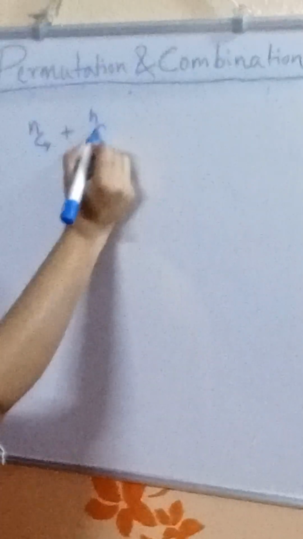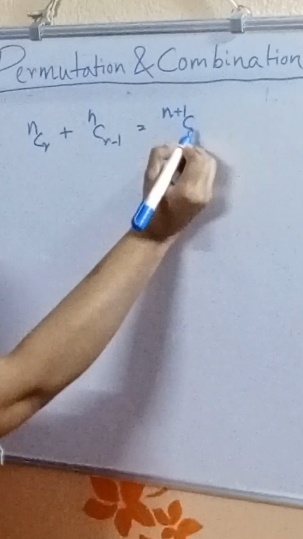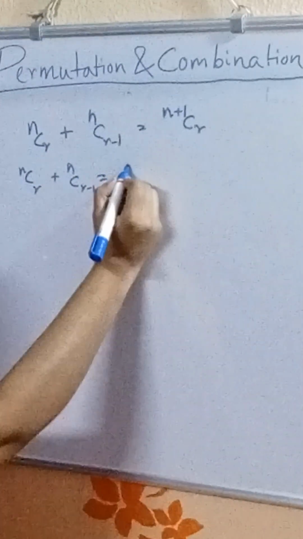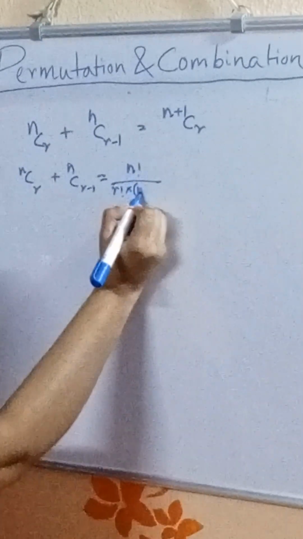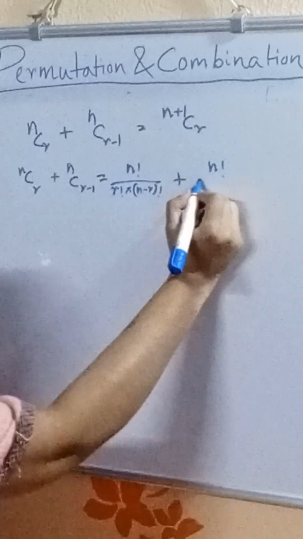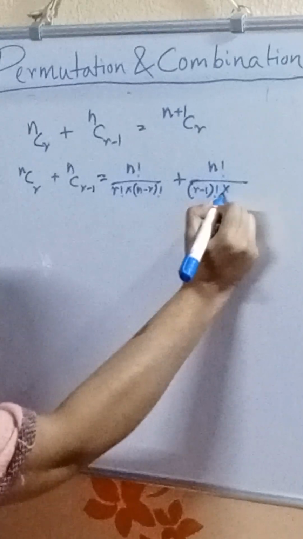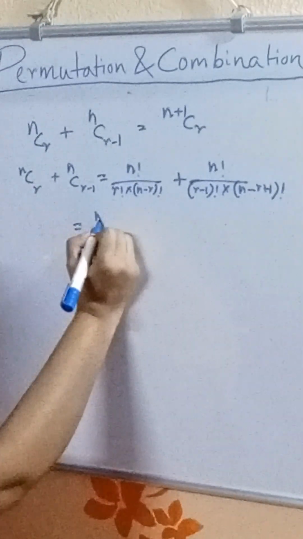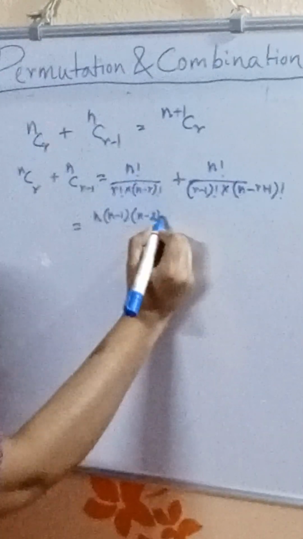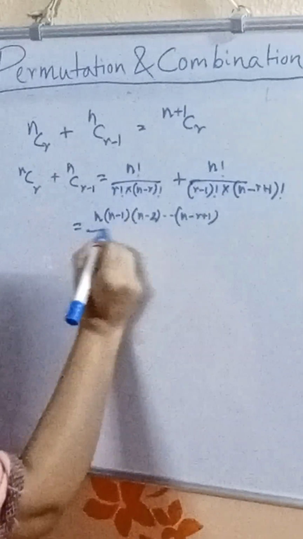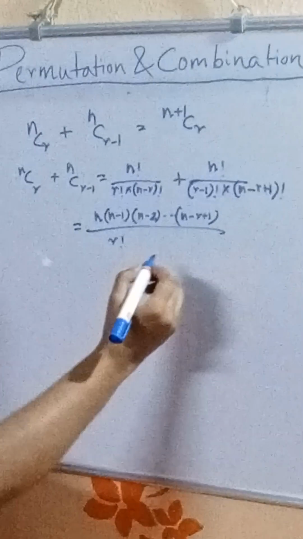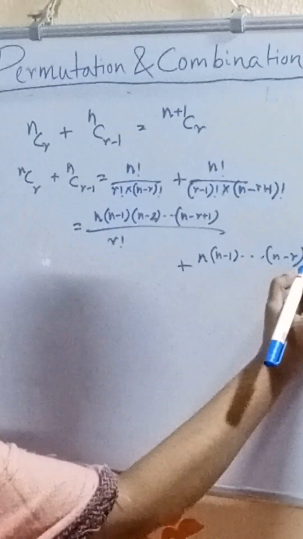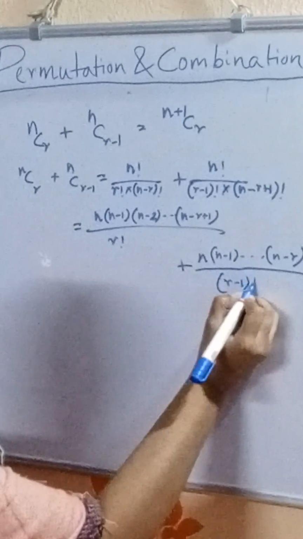nCr plus nC(r minus 1) equals (n plus 1)Cr. nCr plus nC(r minus 1) equals n factorial by r factorial into n minus r factorial plus n factorial by r minus 1 factorial into n minus r plus 1 factorial, which equals n into n minus 1 into n minus 2 ... n minus r plus 1 by r factorial plus n into n minus 1 ... n minus r by r minus 1 factorial.